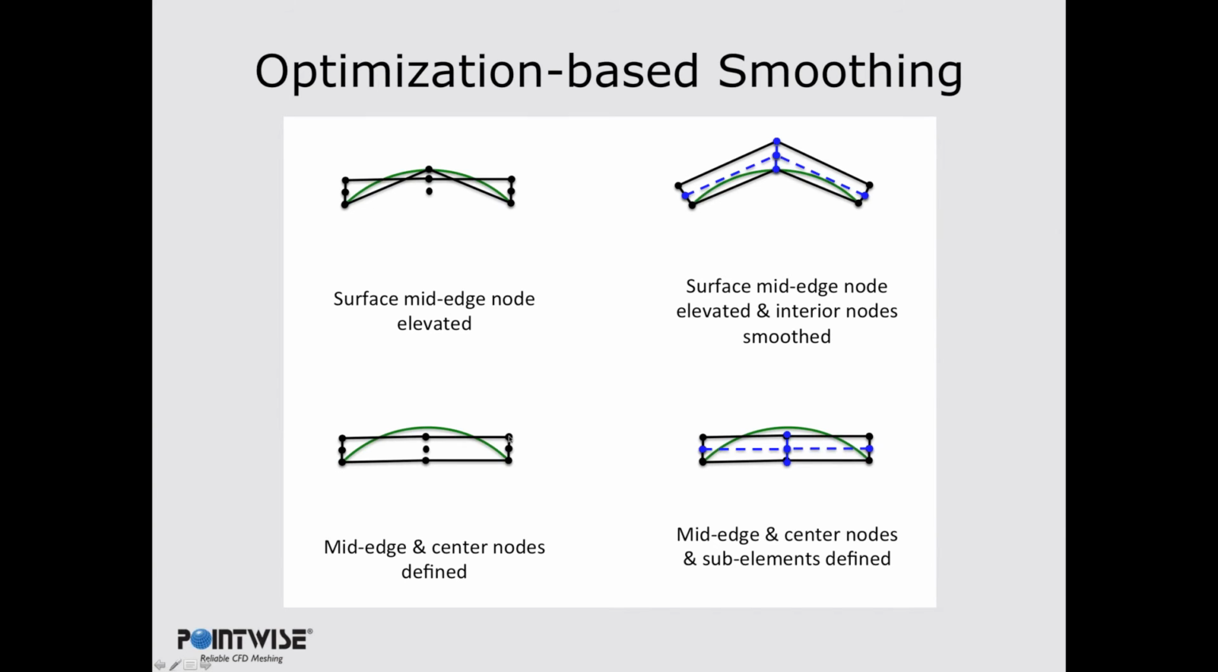Same can be said for a quadrilateral element. Again, I have the green as the geometry. I'm going to project the mid node on the bottom. And if you do this without any smoothing, you're going to get a crossed element. Whereas if you generate sub-elements and then move that bottom mid node, the interior nodes will then naturally move in a nice orderly fashion and give you valid meshes.